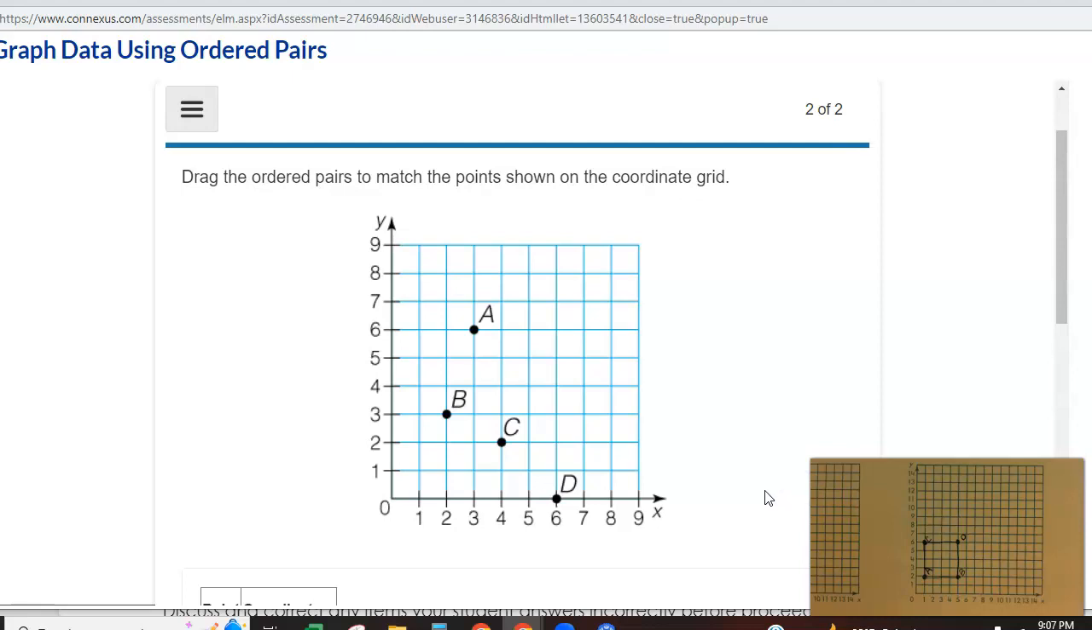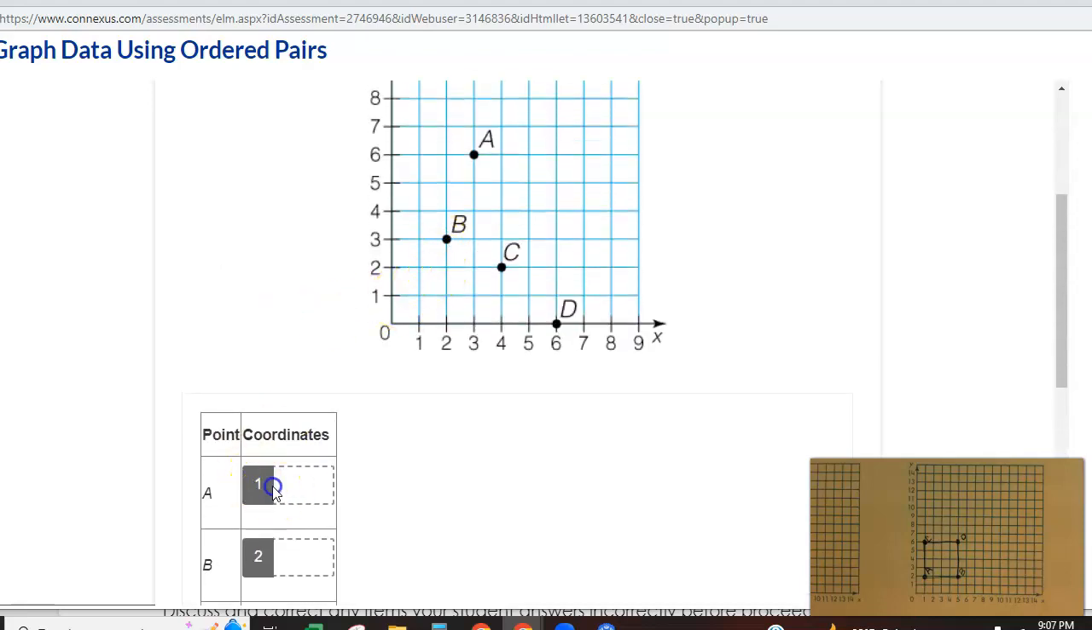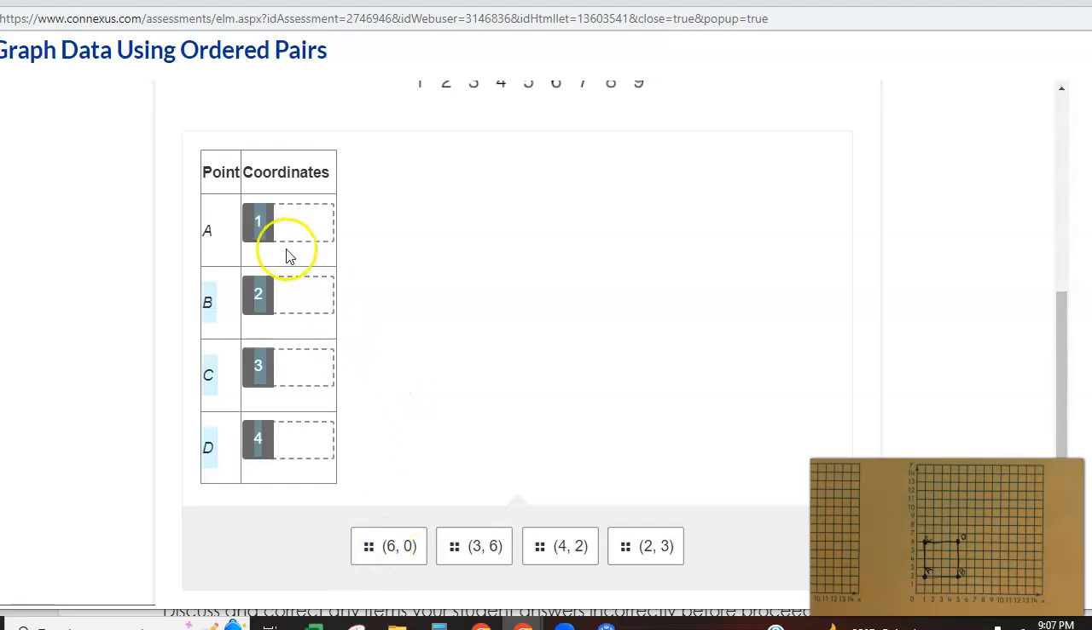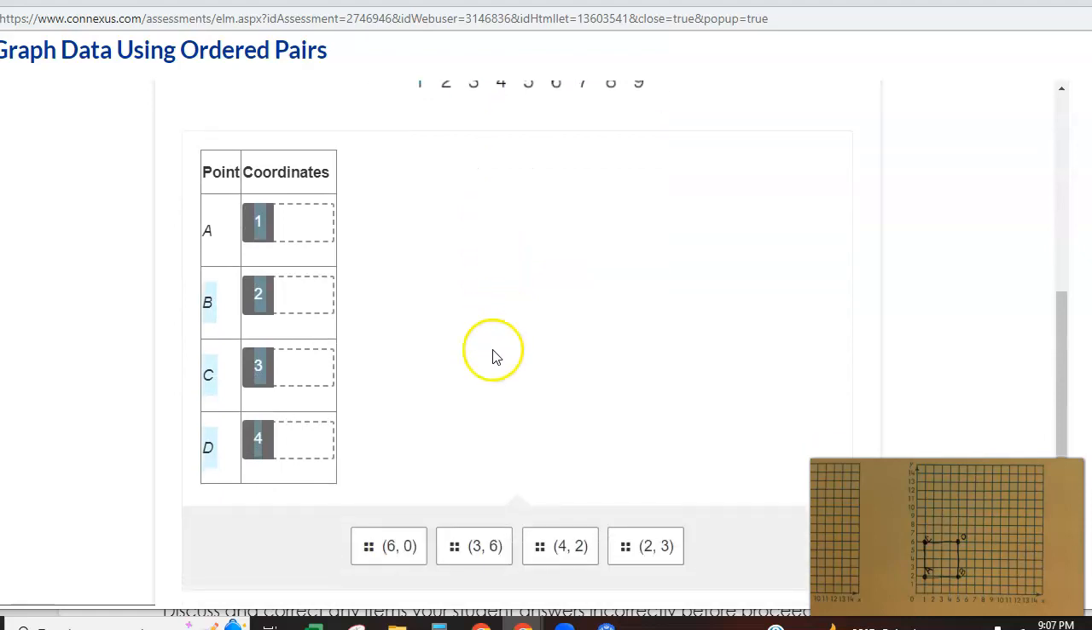Okay, drag the ordered pairs to match the points shown on the coordinate grid. So this is a drag and drop. You're going to have to, let's see. Oh, okay, there they are. I was like, where are they? So you're going to have to say A, what's the correct one for A? You have to find it and see what goes with it. If I look, I can see A is over 3, up 6. So I would look for 3, 6, and I would drag that one into this little box and then do the rest as well. All right, if you have any questions, reach out.